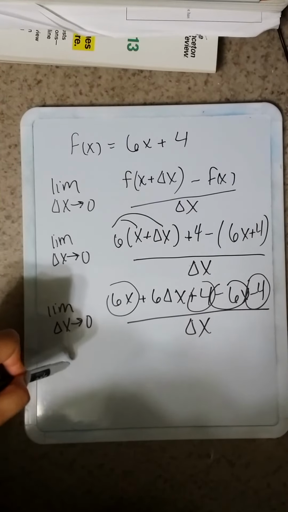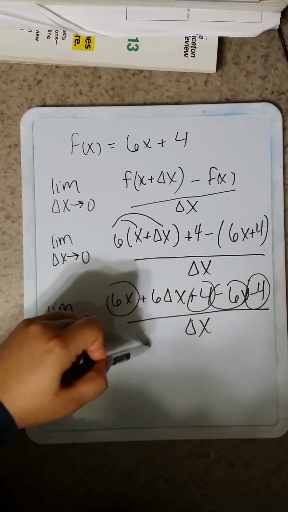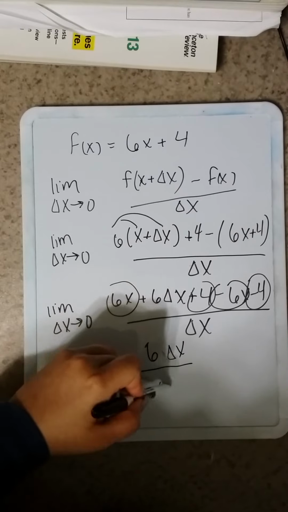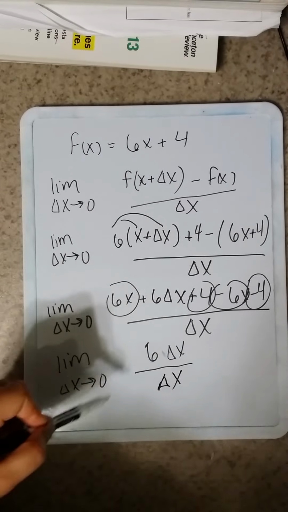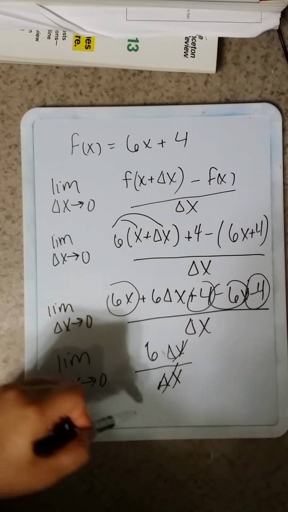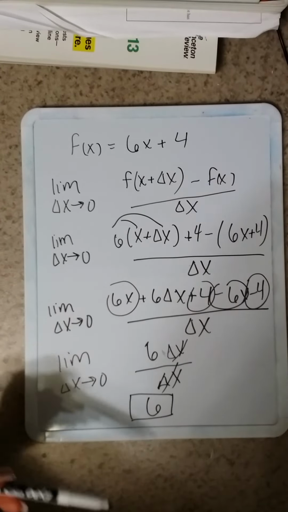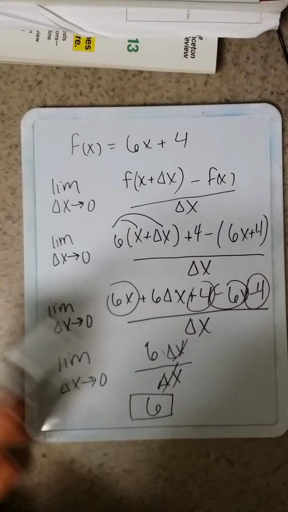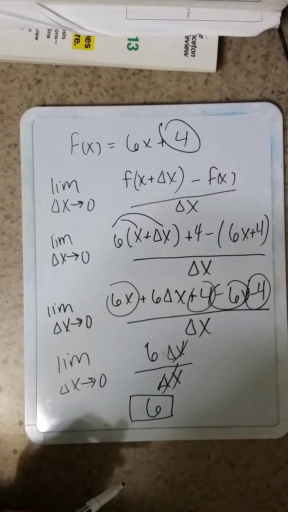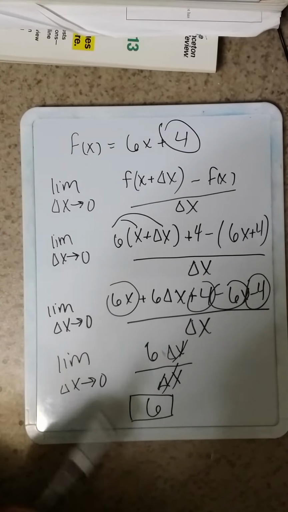We're left with the limit as change of x approaches 0 of 6 change of x all over change of x. If you cross these out, because they are both top and bottom, you're going to get 6 as your derivative. So your slope is 6, and that makes sense because of rise over run: in 6x plus 4, the y-intercept doesn't do anything to affect the slope or the derivative. So that's pretty much it.